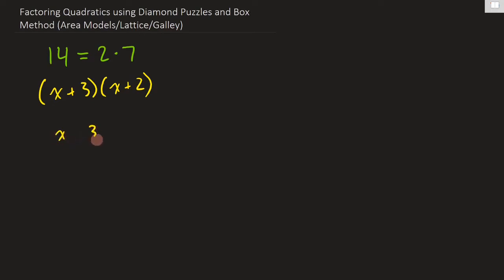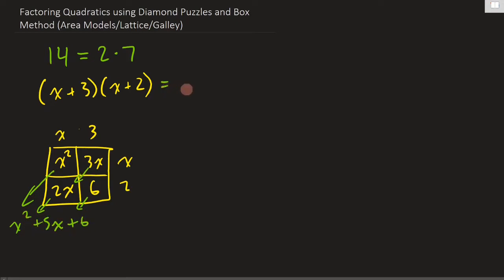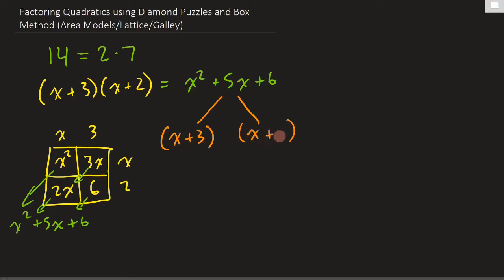If we throw together a quick box method, we can multiply these things together and we get x squared. 3 times x is 3x. x times 2 is 2x. 3 times 2 is 6. So combine all of these parts and you get x squared plus 5x plus 6. What that means is this x squared plus 5x plus 6, you can split into two factors. Your first factor is x plus 3, and your second factor is x plus 2, because literally (x plus 3) times (x plus 2) equals x squared plus 5x plus 6.